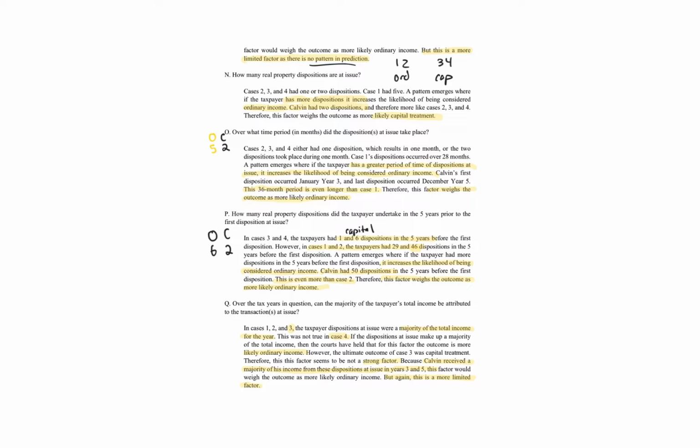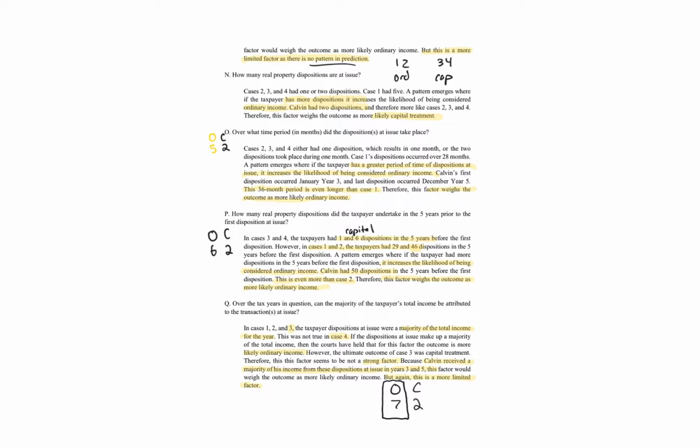Okay, so looking at our factors, we've got ordinary 7, capital 2, and that does not look very good. That does not look very good. That's definitely lending itself more towards ordinary, and I would tend to agree. If you're going through factors and you say 7, 2, almost surely it's going to be ordinary.